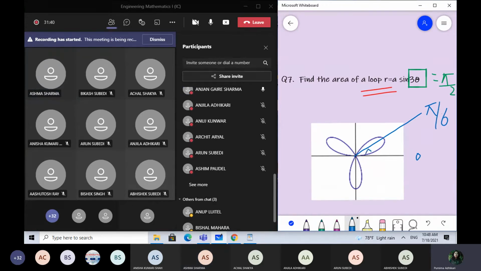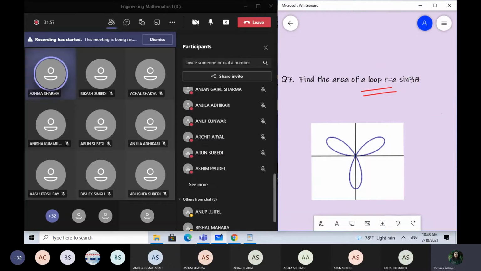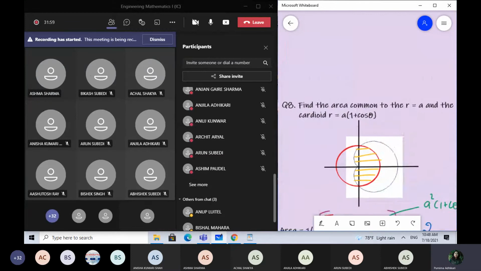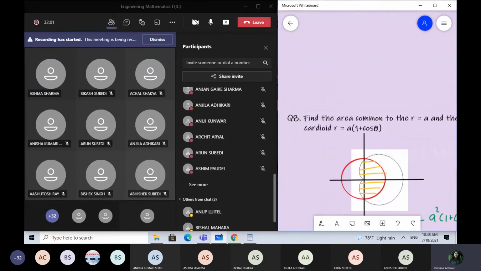Okay, so from 0 to pi by 6 you will get 1/2 of the loop, so you will multiply by 2 because the question says find out area of only one loop. एउटा मात्र लूप बनेछ, so multiply by 2. Entire region बन्यो भने multiply by 6 accordingly. Okay, yes, so let's look at this question.